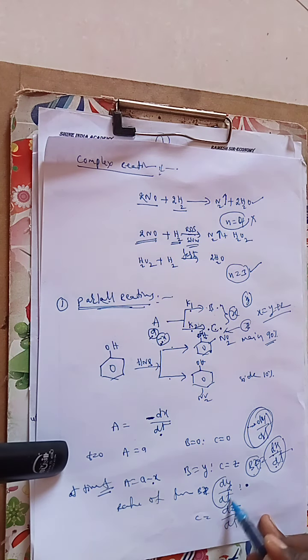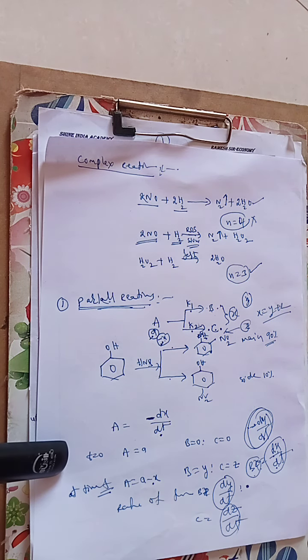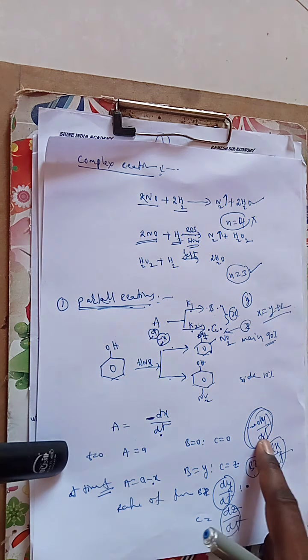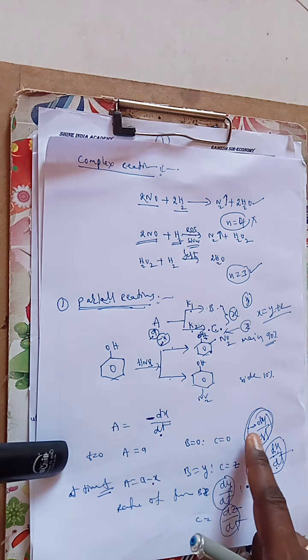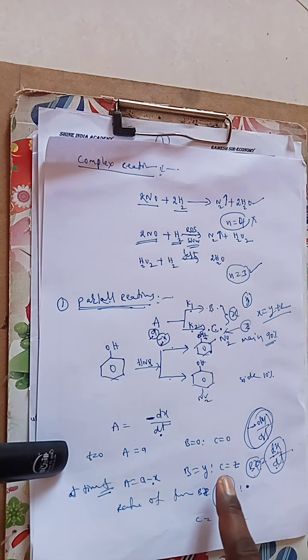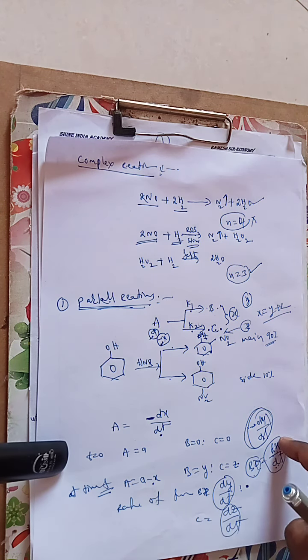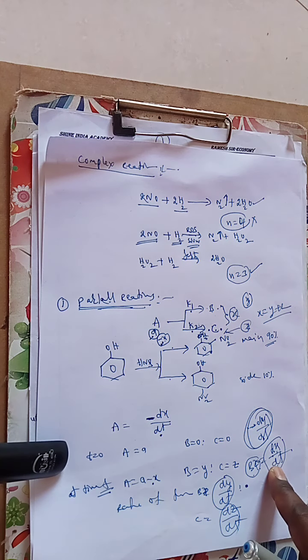Separately, B is equal to dy by dt. Separately, C is equal to dz by dt. Rate of formation of C is equal to dz by dt. Rate of formation of B, dy by dt. Rate of formation of A, minus dx by dt. Rate of disappearance of A, minus dx by dt. Rate of formation of B and C equal to dx by dt.